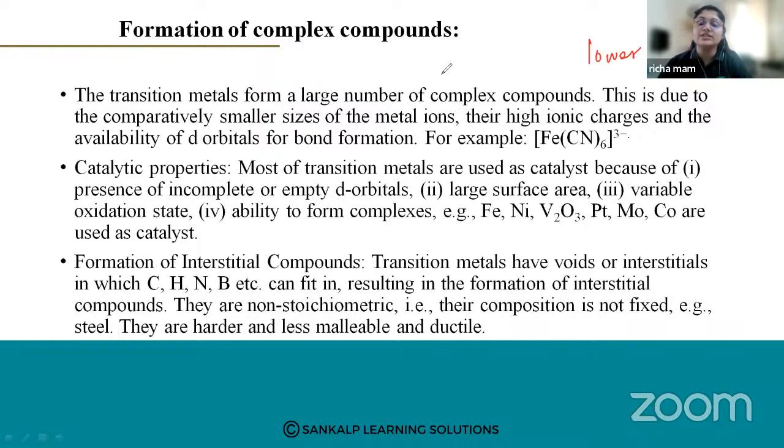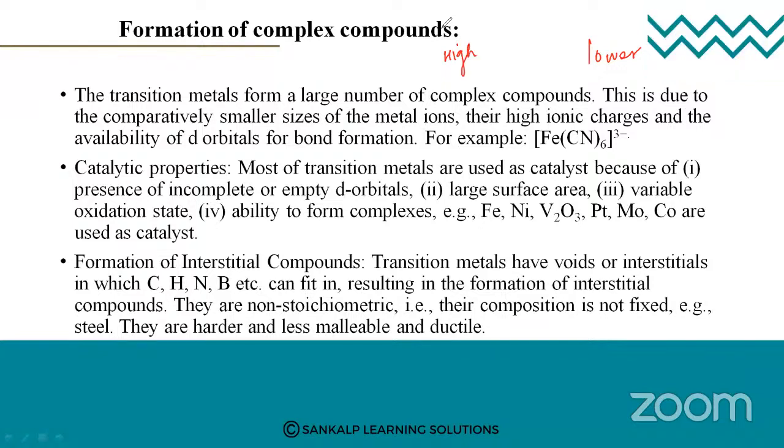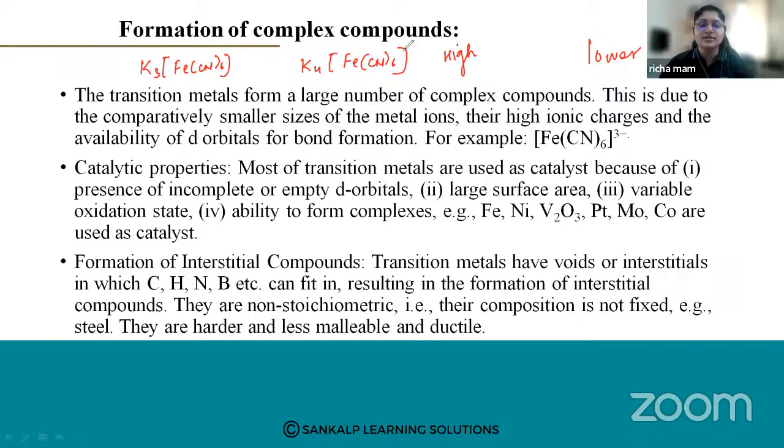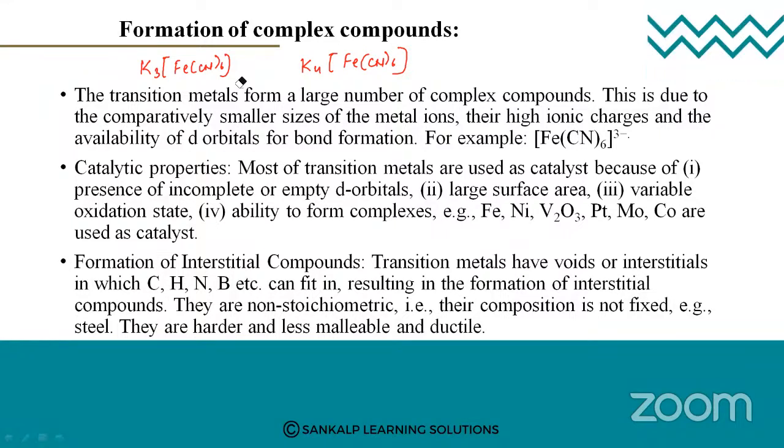So whenever the oxidation state is higher, they are highly stable as compared to the ions with lower oxidation state. Now suppose I give you an example like K3[Fe(CN)6] and K4[Fe(CN)6]. What can you tell me here? Which is more stable? These are the two complexes. So which can be more stable here?